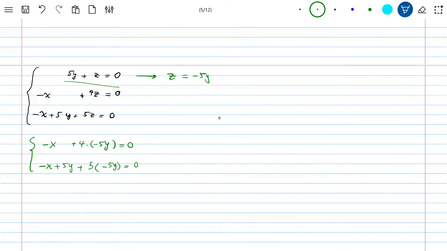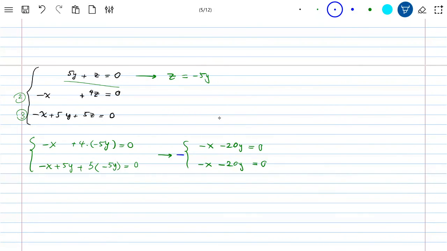We add them up and get negative x minus 20y equals 0. Negative x, 5y minus 25y, we get negative 20y again, equal to 0. You would notice that the second and third equation turn out to be in terms of only x and y, just because we got rid of z by substituting. So now what I have is two equations, two variables.